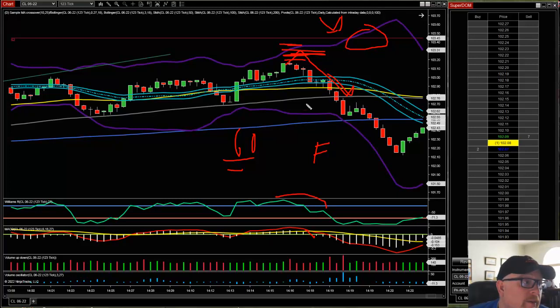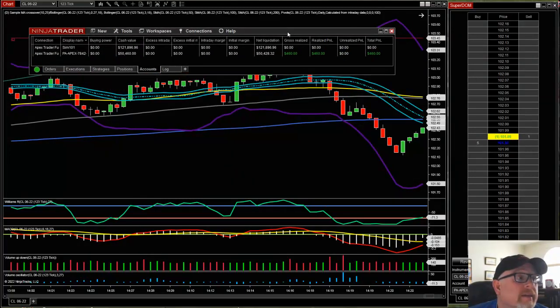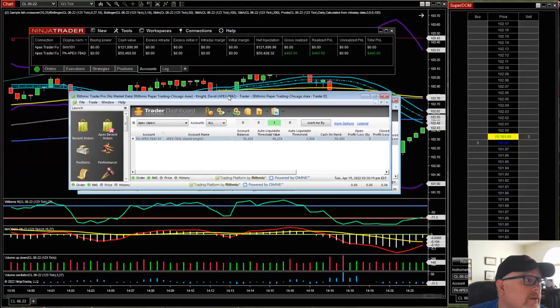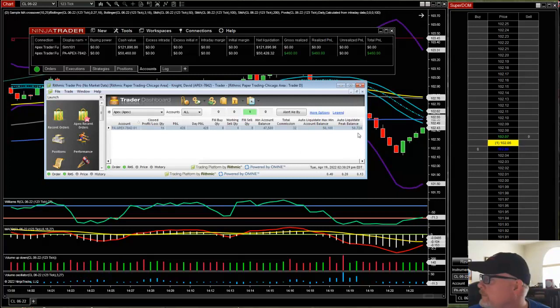I guess there was a crossover right here we could have got involved in. But I really thought that we were going to go back up here. So I stayed away from it. I had a couple trades today, 8 altogether. I finished up with plus 46 ticks. So plus 46 ticks on the PA account, performance account. Didn't go any higher than the auto liquidate peak balance.